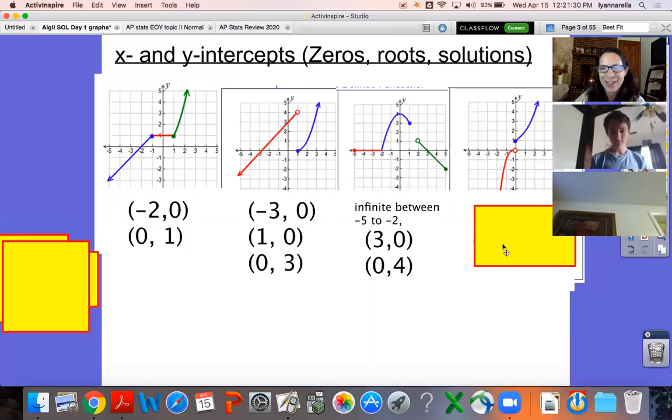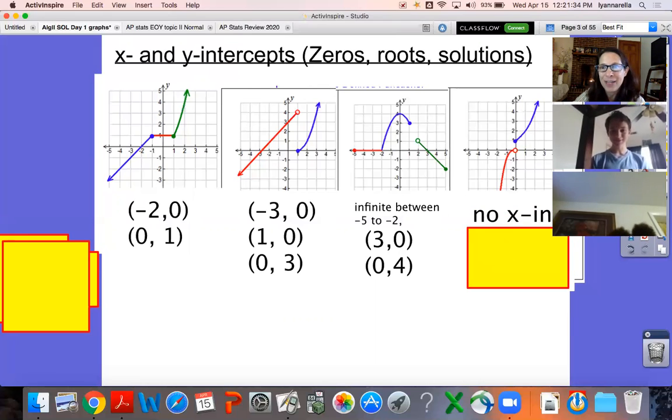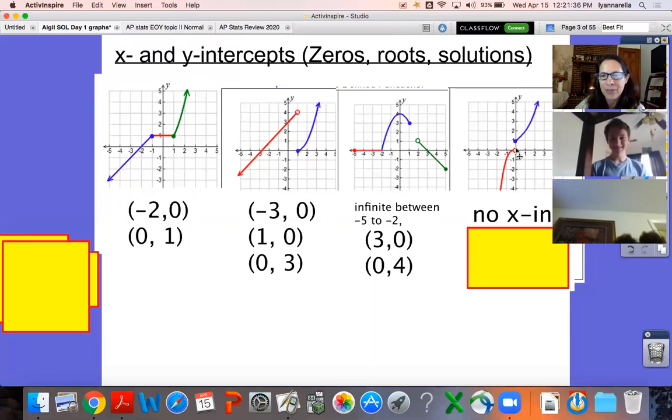I see you shaking your head, Mason. If that means no, there is none. There's no x-intercept. Because of this open bubble, it never touches the x-axis. Theoretically, the graph has no spot on the x-axis with a point.